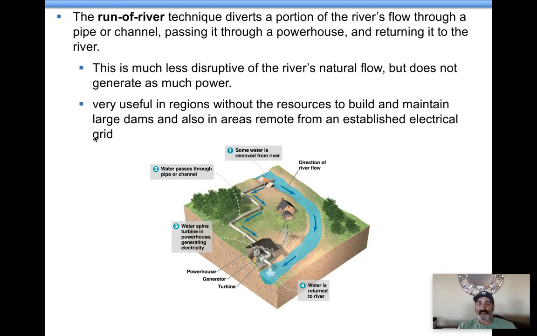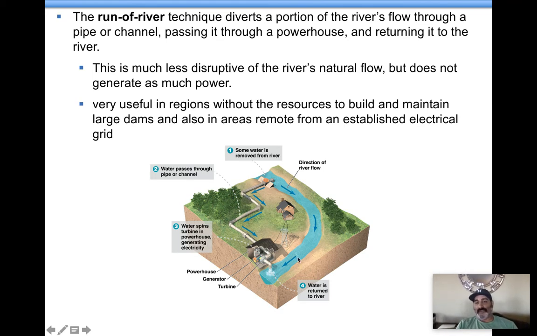The run-of-river technique. Why is this technique used? It's generally used in more remote areas, areas where you can't necessarily build a large dam. You're not trying to fuel electricity for a giant area. Maybe it's a farm, for example, or a large plot of land that someone may own. You're probably not attached to a typical electric grid, so this is your means of producing electricity for your remote location. It's called the run-of-river technique.